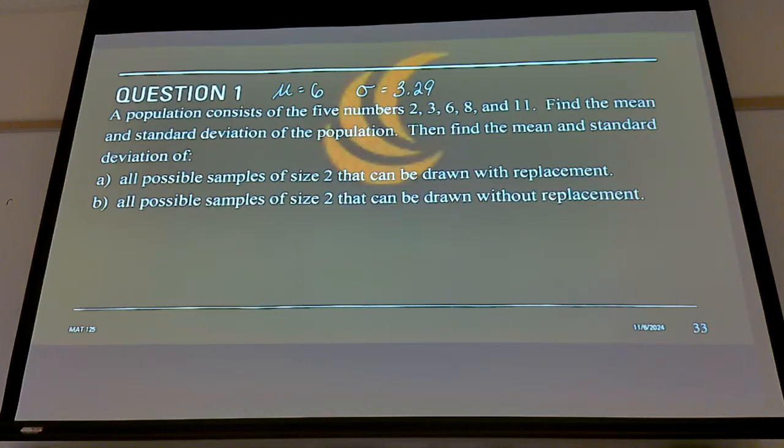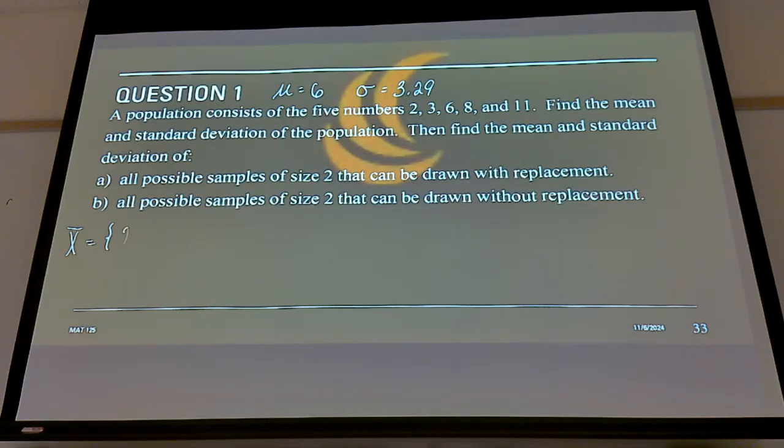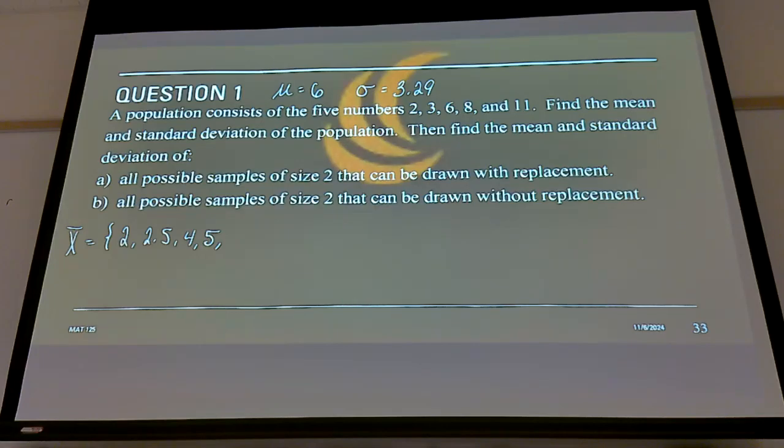Right, so the mean of 2 and 2 is 2, 2 and 3 is 2.5, 2 and 6 is 4, 2 and 8 is 5, 2 and 11 is 13 halves, so 6 and a half.